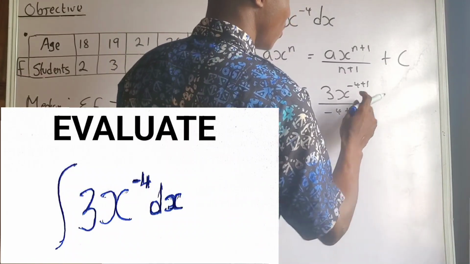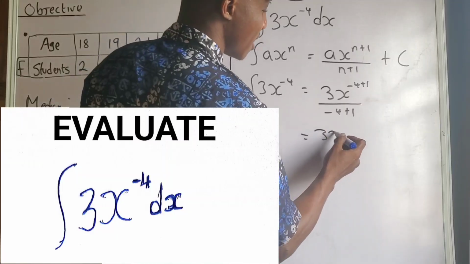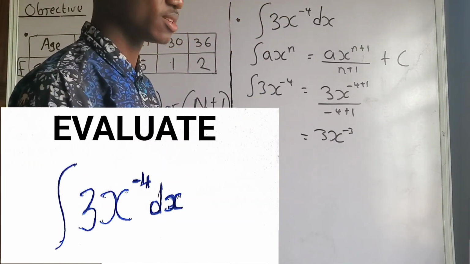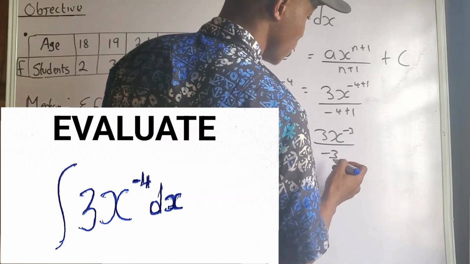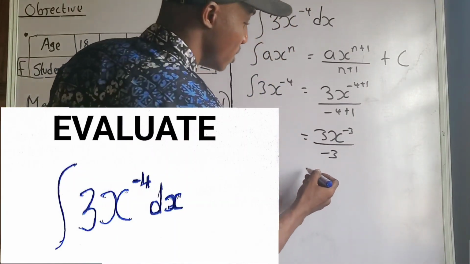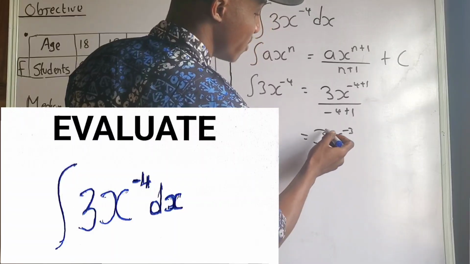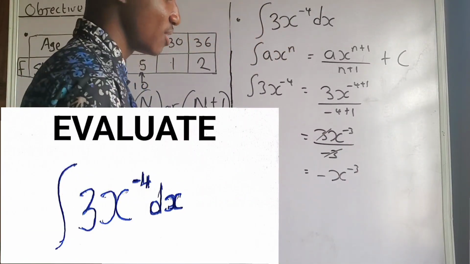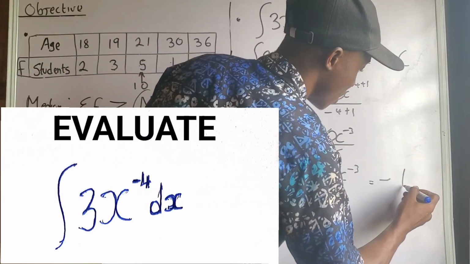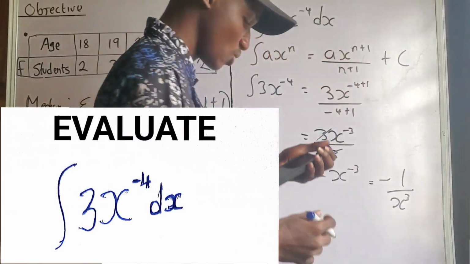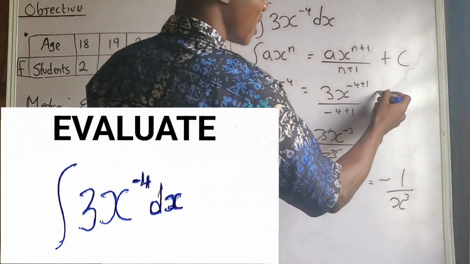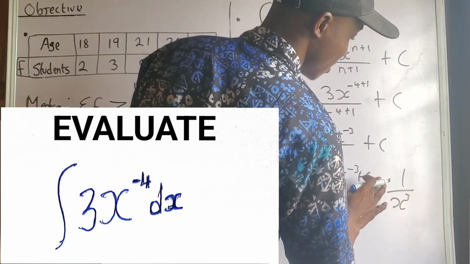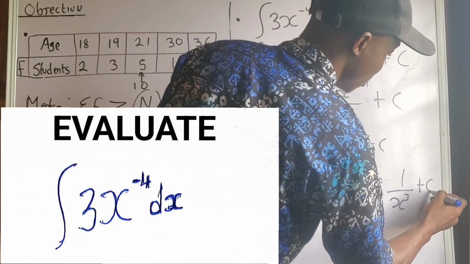Please listen. Let's do it step by step. 3x raised to the power of negative 3, because minus 4 plus 1 is minus 3, all over minus 3. So I'm going to have this minus 3 divided by this. I'm going to have minus x raised to the power of minus 3. And you can change it to a fraction. That will be minus 1 all over x raised to the power of 3. So let us look at the correct option to that question. Don't forget the constant, plus c.